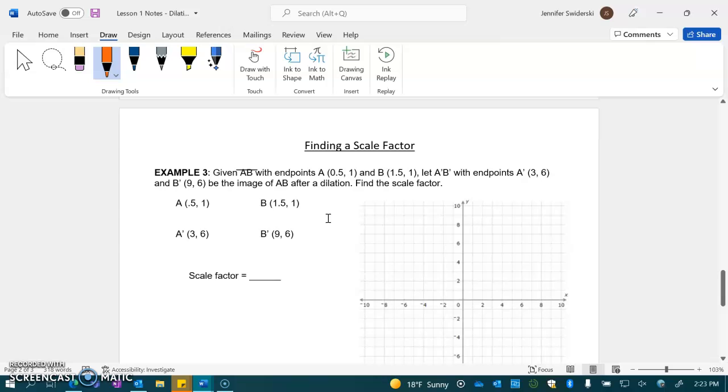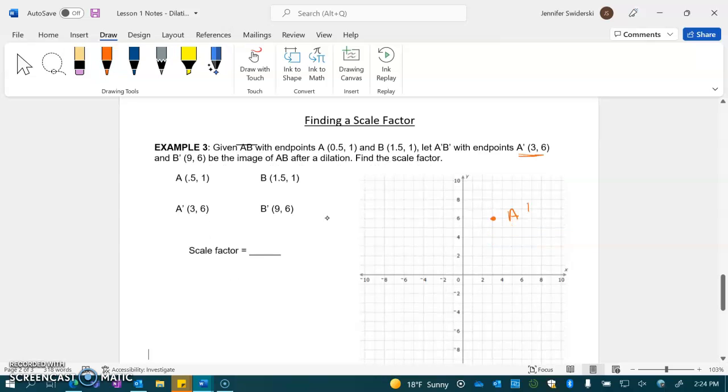So it says here, given AB with endpoints A at 0.5, 1, so I'm going to go ahead and graph that, B at 1.5, 1, let A'B' with endpoints 3, 6, and 9, 6 be the image of AB after dilation. Find the scale factor. So I'm going to go ahead and graph some of these points. For me, I'm going to go to these prime points because I see that they don't have any decimals or fractions. So 3, 6 is right here. Basically, they want me to find the scale factor. So here's A prime. B prime is at 9, 6.